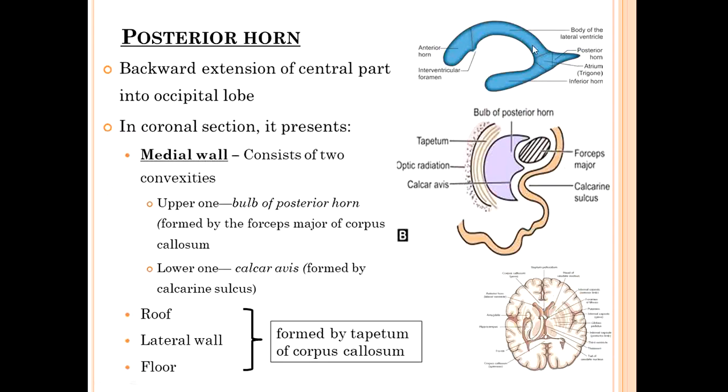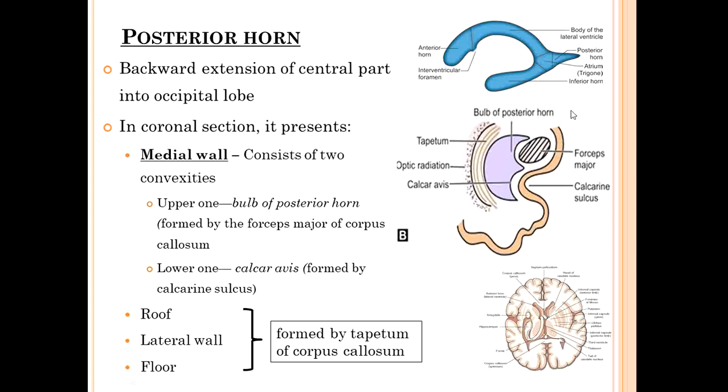Okay, then the posterior horn. So this is the posterior horn. The posterior horn is backward here. It is the backward extension of the central part into the occipital lobe. In coronal section it has a medial wall, a lateral wall, a roof, and a floor. So this is the roof, this is the lateral wall, this is the floor, and this is the medial wall.